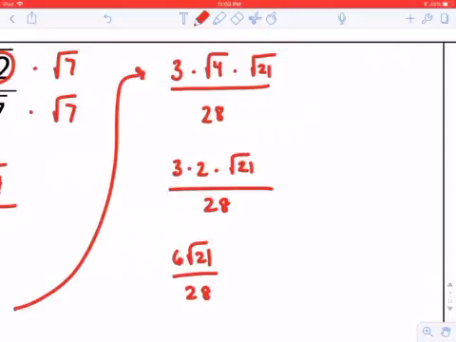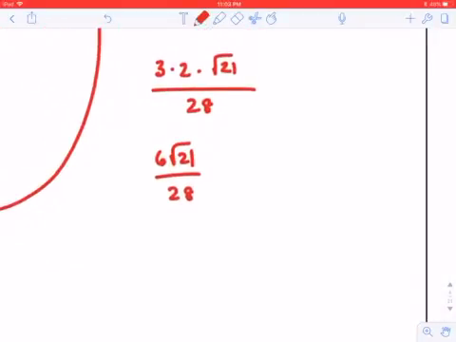So I'm simplifying that. Now, the last thing here, I want to see, can I simplify maybe my constants? And you can, because they're both even numbers, so I know I can at least pull out a 2. So I will do that. So I'm going to pull out a 2 from the top and bottom. So that would give me a 3 on top and a 14 on bottom. So I get 3 square root of 21 over 14.